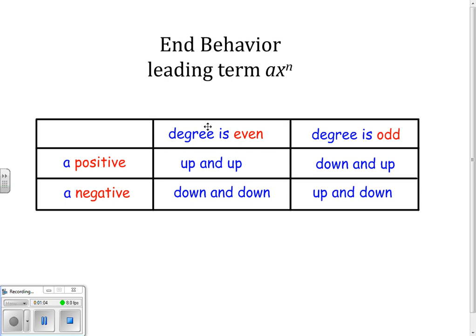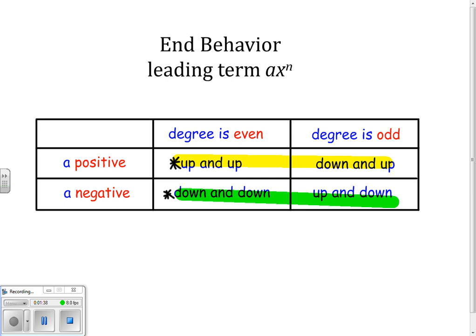I'm going to talk about positive and negative first. If the lead term is positive, that's the middle row, that's this one right here, positive. And if that lead term is negative, that's this row. So you have to look at whether it's positive or negative first. And then you have to look at the degree. The degree is the little number in the air, like quadratic's degree is 2. Cubic's degree is 3. If that number in the air is even and a is positive, you're looking at up and up. If it's even and a is negative, it's down and down.